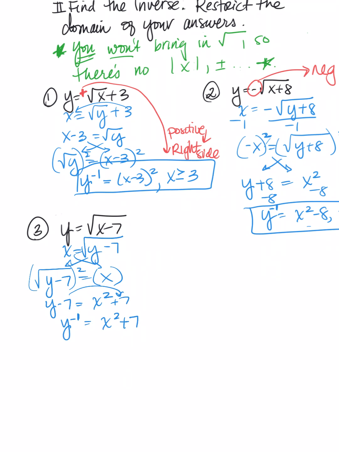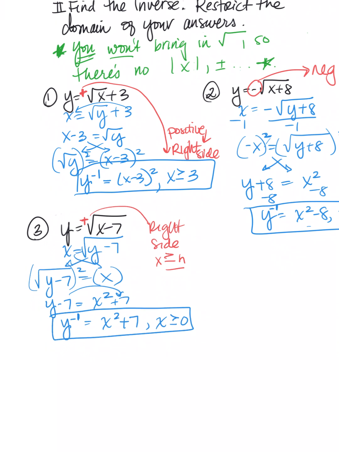Now, I need to determine my restriction. So let's look back at the original. And since it's the positive square root, that indicates the right side. So it should point right. So let's think about what's the vertex of the line that I just found. Well, the vertex is 0, so it's x greater than or equal to 0, right? So there's my answer.